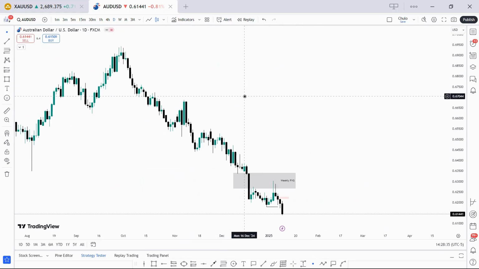AUDUSD. And if you have been following my analysis, you know that I'm not the type of trader that trades every day, like trade Monday, Tuesday, Wednesday, Thursday, Friday. No, there are some things I would like to see.